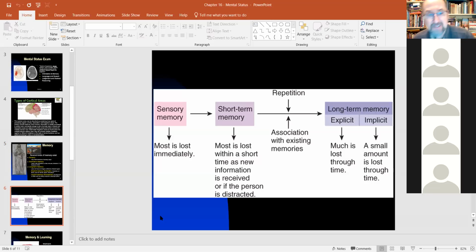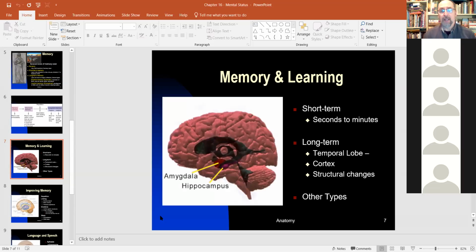And so this is a nice little diagram. Sensory memory can be turned into short-term memory through repetition and association. That can wind up as long-term memory. Okay? And so this is how we put things in long-term memory. Things that are important, we either see them repeatedly or we associate them with specific items that help us move them into long-term memory. Okay?